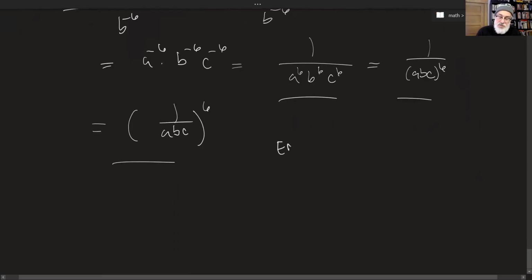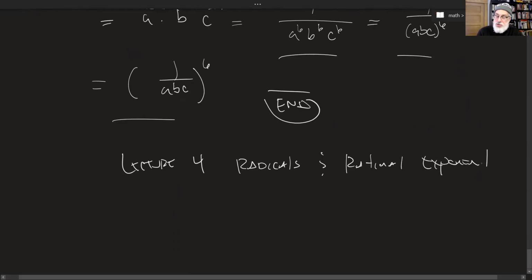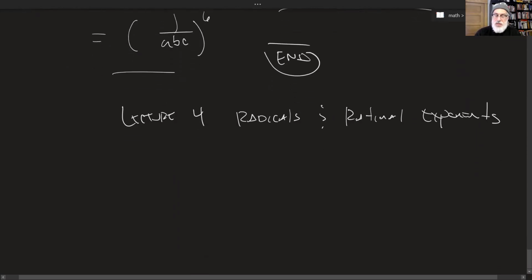So that's the end of this lecture. Next time, lecture 4, we will be doing radicals and rational exponents, which will require us to remember the laws that we learned in lecture 3. So next time, radicals and rational exponents.